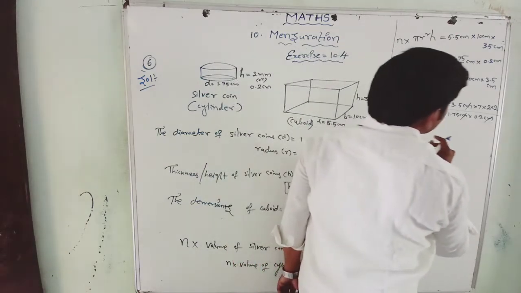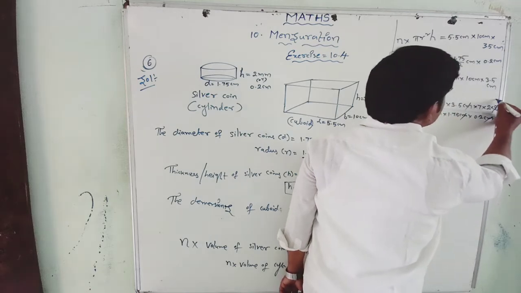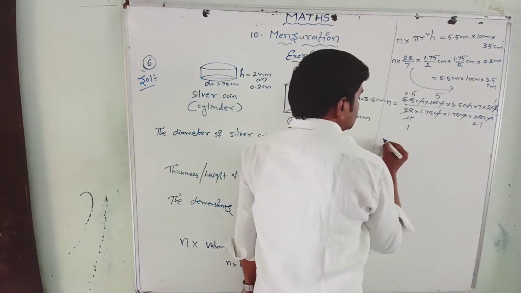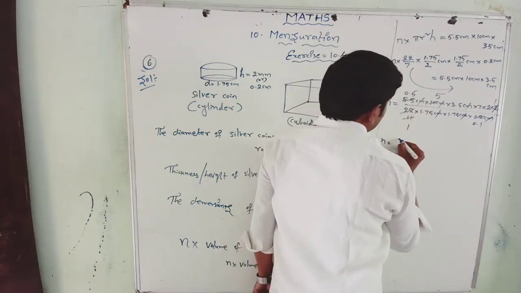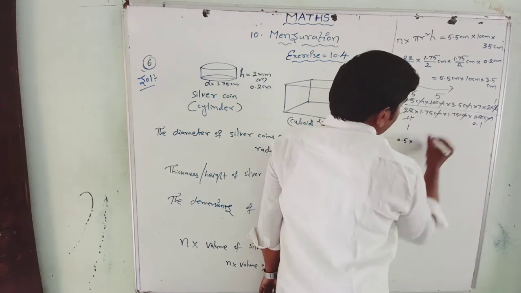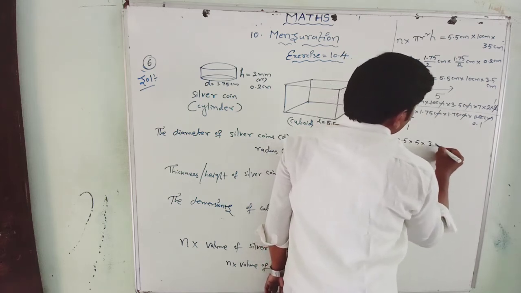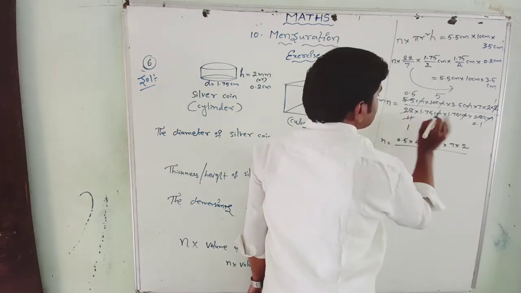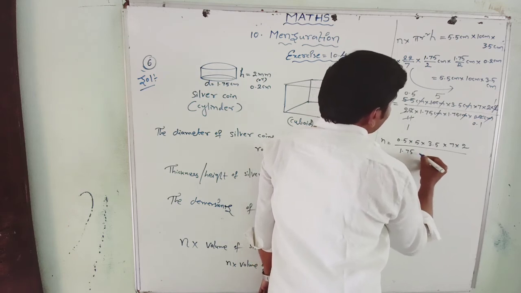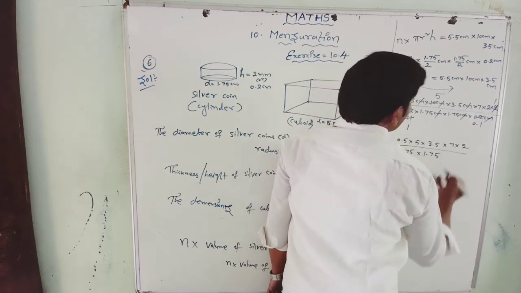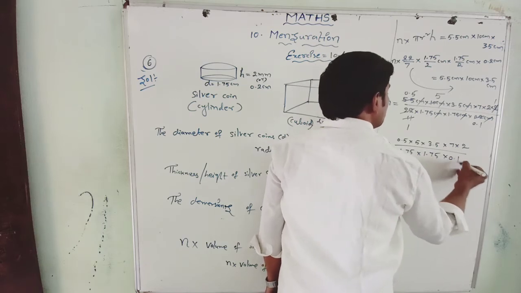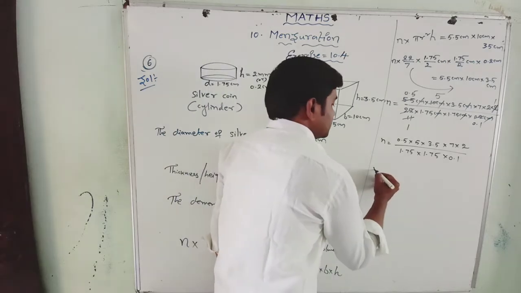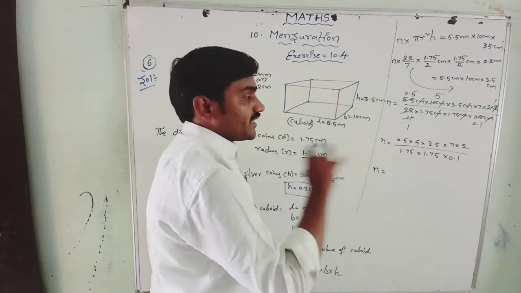Next we will cancel here: 2 1s are 2, 0.1s are 0.2. So n equal to, let us write here, 0.5 into 5 into 3.5 into 7 into 2 by, here is already left, 1.75 into 1.75, this is into 0.1 in the beginning. So in numerator and denominator let us go for removing the decimal parts.